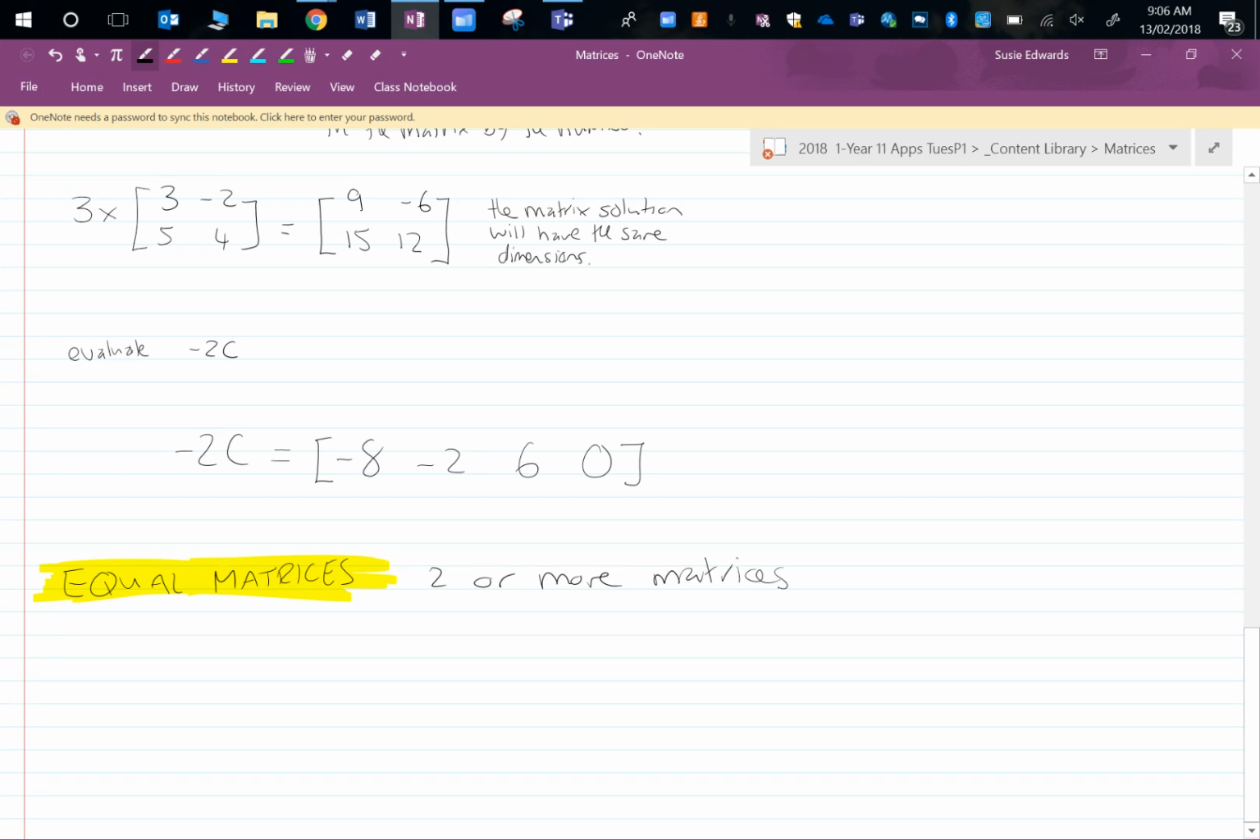matrices which are the same size and each element is equal. So in this sort of question, we would tell you that they are equal matrices. We would tell you that they are the same.